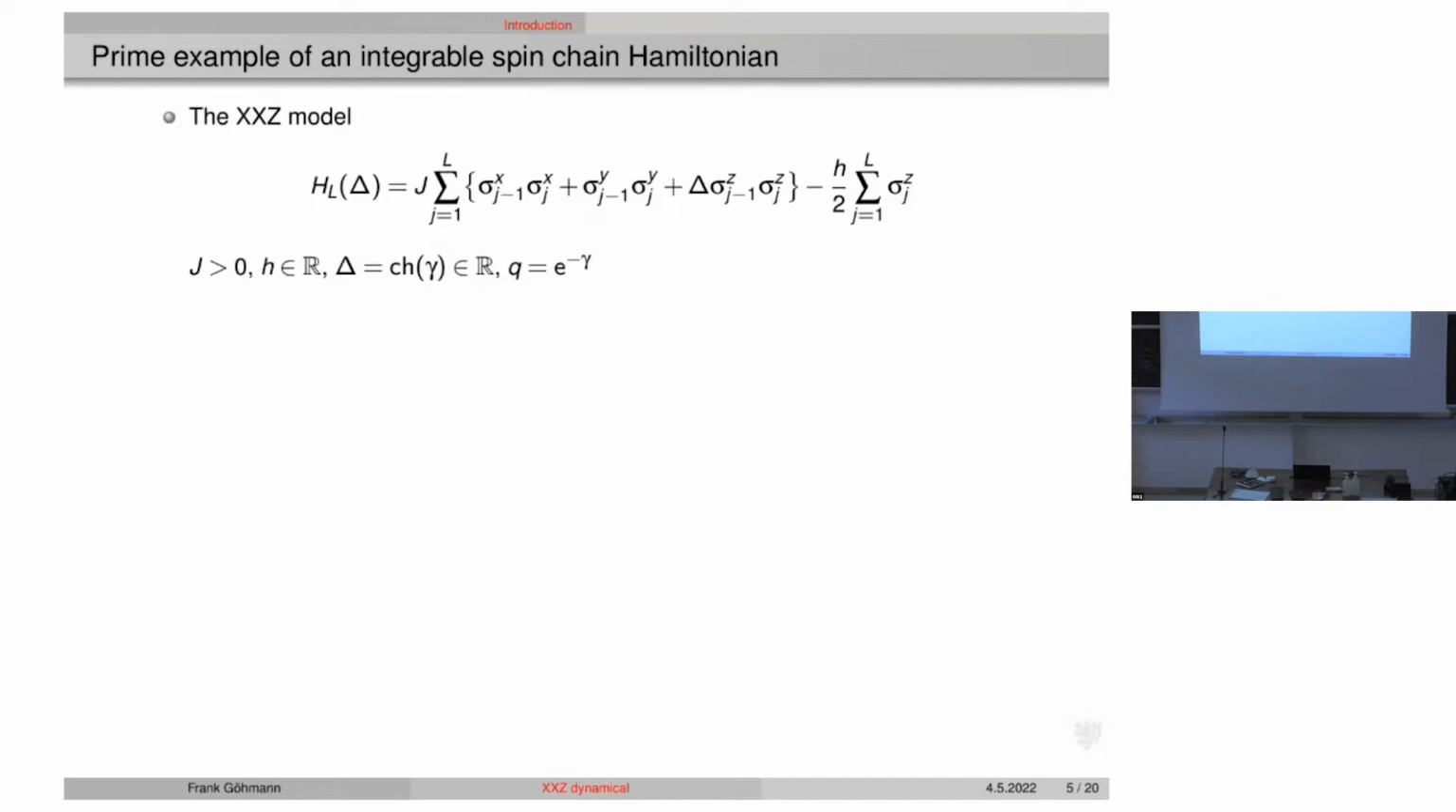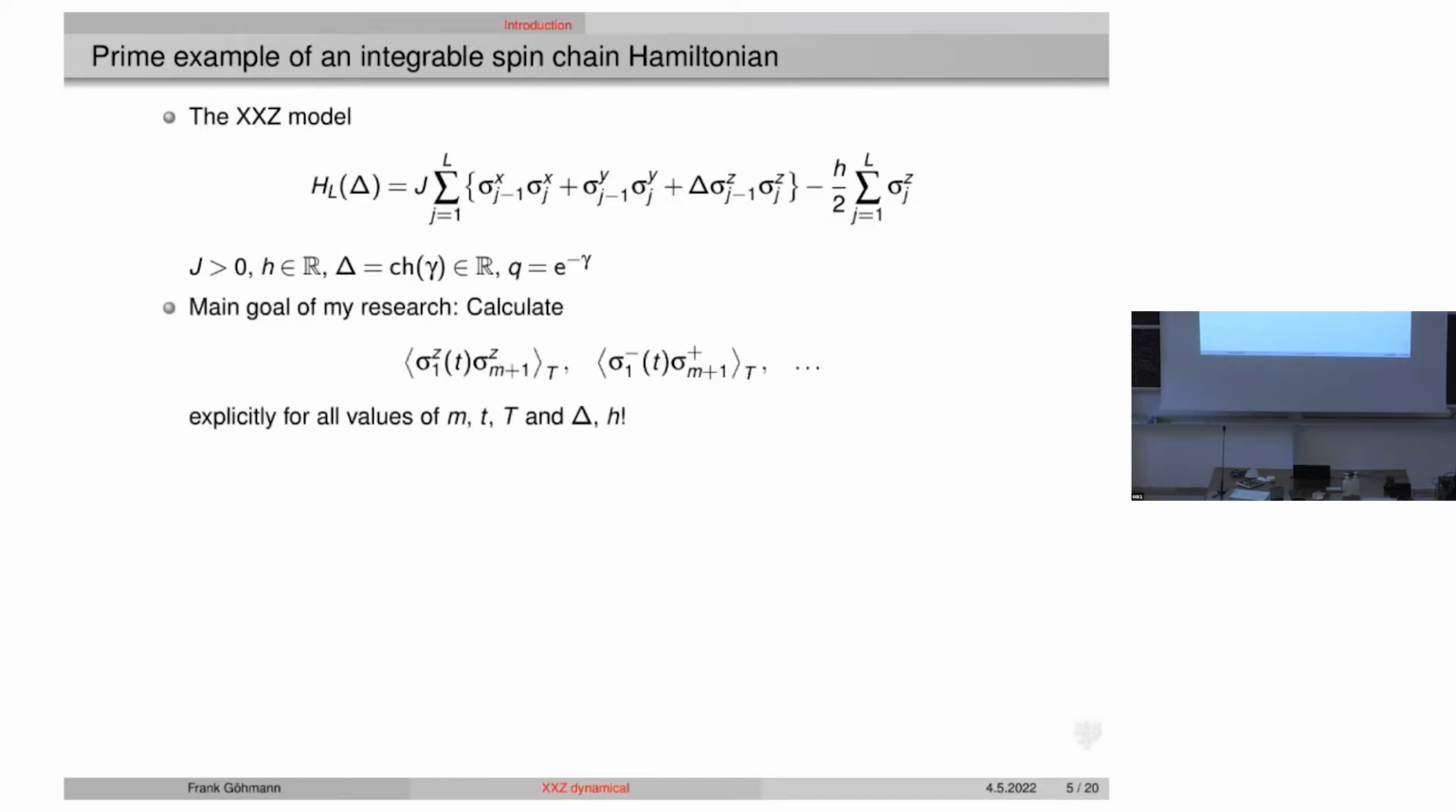The only thing here which is important for the later part of the talk is the parameterization of the anisotropy. It's in terms of a parameter gamma, as cosh gamma, or we use the parameter q, which is e to the minus gamma. Okay, so these numbers q and gamma will appear in the formulas later all over.